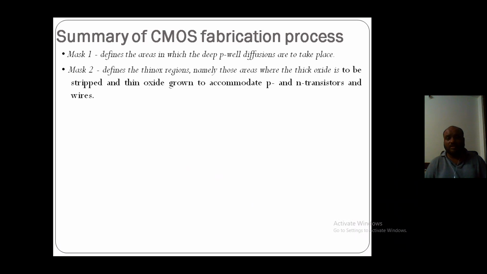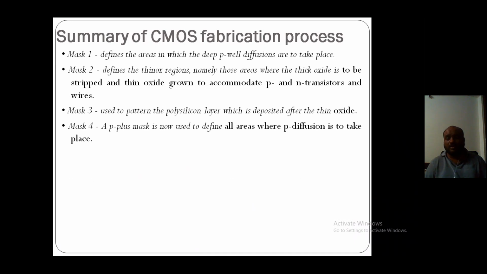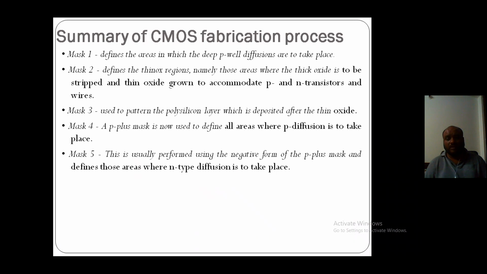Summary of the CMOS fabrication process, you can have a look at. We have mask 1, which defines the area of the P well. Mask 2, which defines the thin-ox region where we need to form the P and N transistors. Mask 3 is used to pattern the polysilicon to form the gate. Mask 4 is a P plus mask in order to define the P diffusions. Mask 5 is again a P plus mask, but it is negative to the previous mask, in order to define the N-type diffusions. Mask 6 is similar to our nMOS, only contact cuts are to be defined, which are to be exposed to the external world.